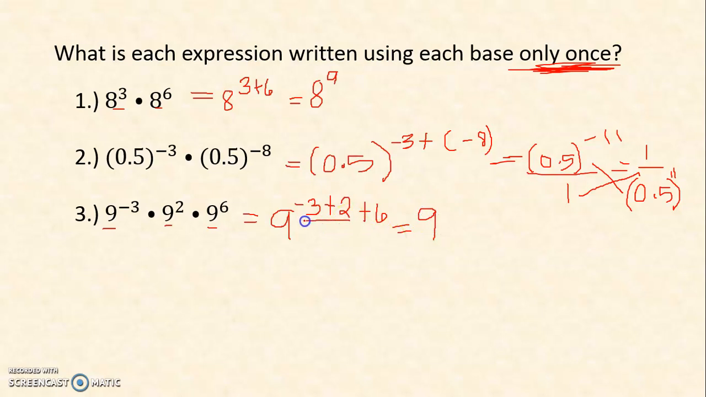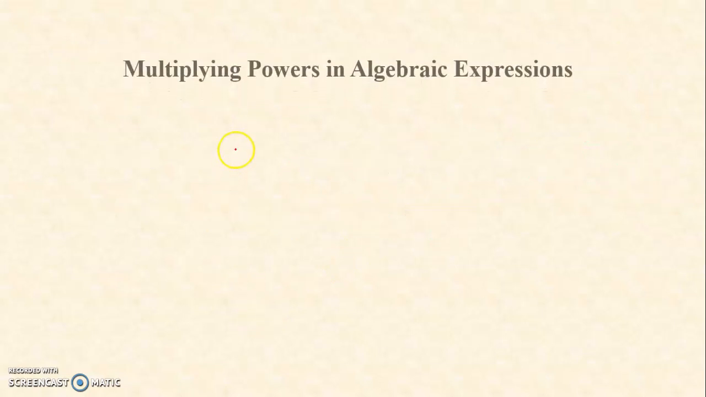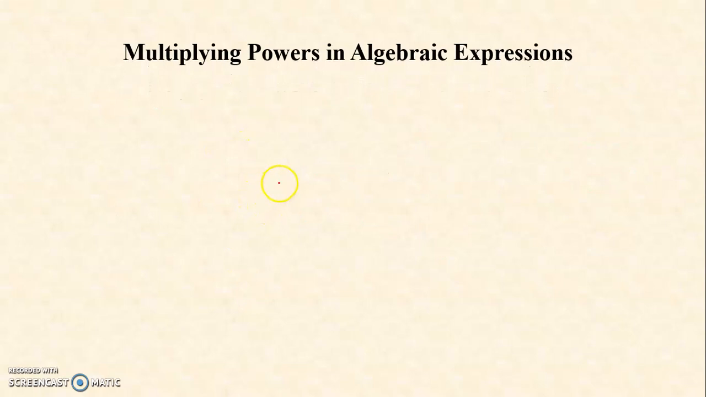Negative 3 plus 2, that is negative 1. Negative 1 plus 6, that is equal to positive 5. So, the answer there is 9 raised to 5. Any more question? Okay? So this time we have here multiplying powers in algebraic expressions.